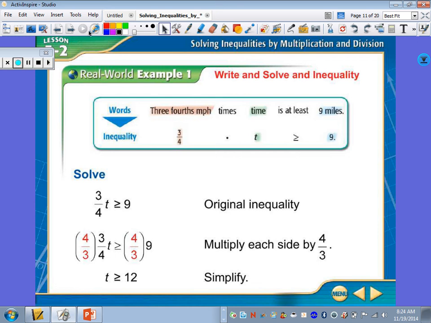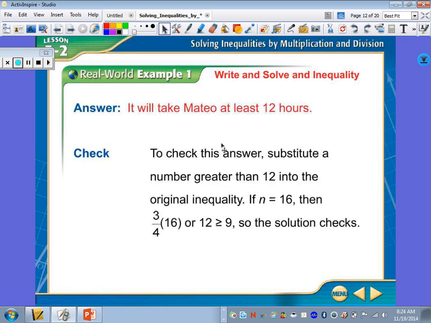So to do at least 9 miles, it's going to take at least 12 hours for Mateo. How do you know? You plug in a number greater than 12 and see if it works. That's how you check an inequality.